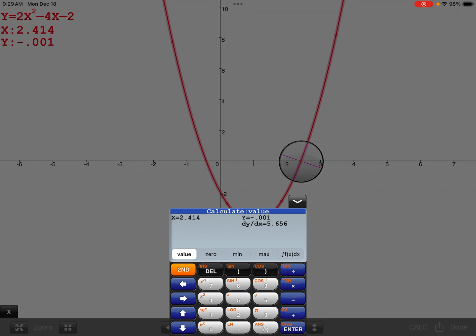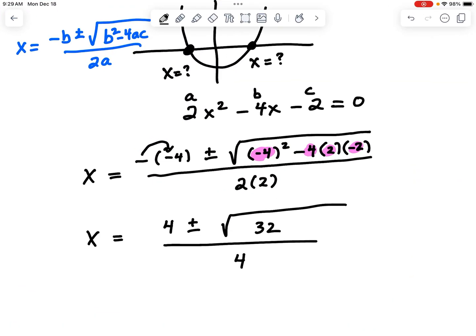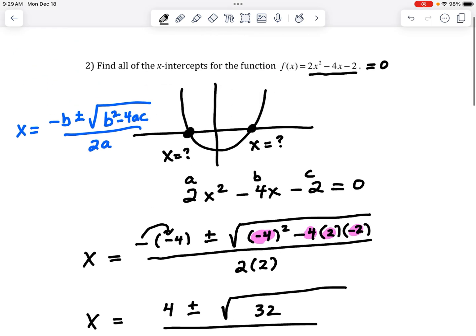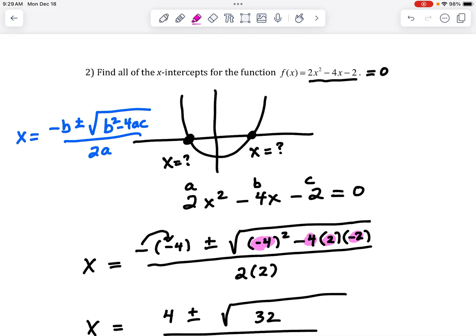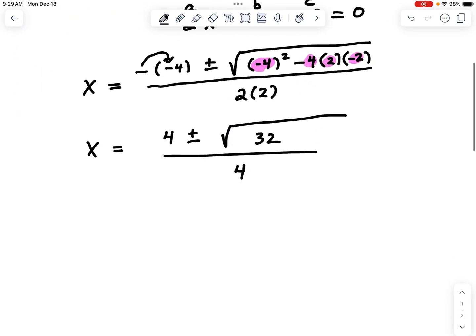And then let me just go back to my work and finish it up. So with this one, it said find all of the x-intercepts, so that's just asking about what x equals. So we don't actually have to write it as a point, it's just x equals the negative 0.414. And right here is a little pop-up ad for decimals.